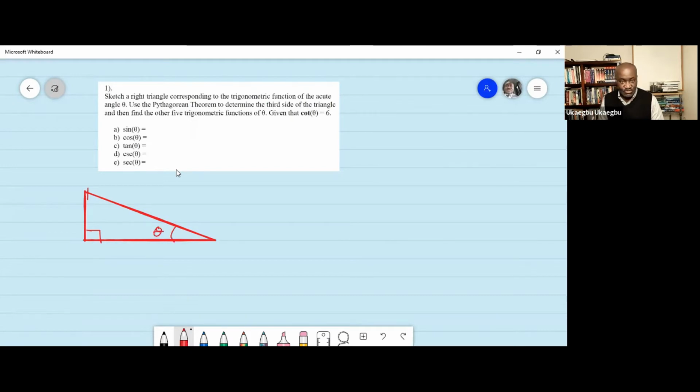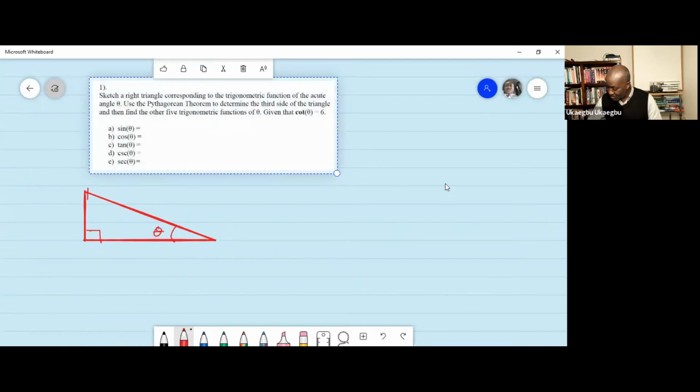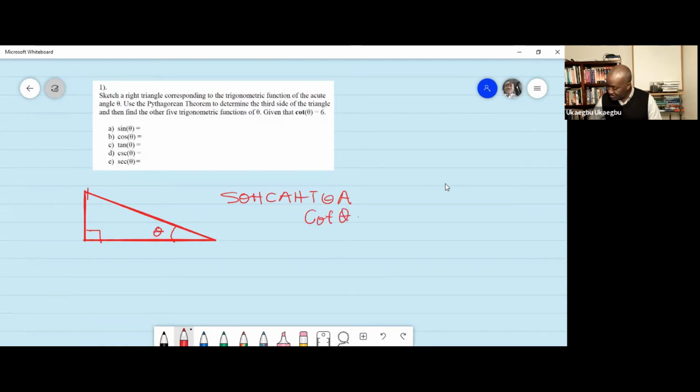It gives us cot theta to be 6 over 1. We should always start with SOHCAHTOA. Based on SOHCAHTOA, you can see that cot theta would be adjacent over opposite. So now 6 is over 1. When they say cot theta is equal to 6, it means cot theta is equal to 6 over 1.